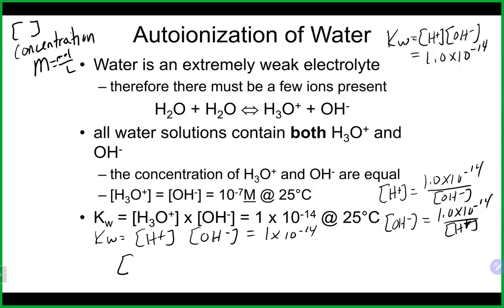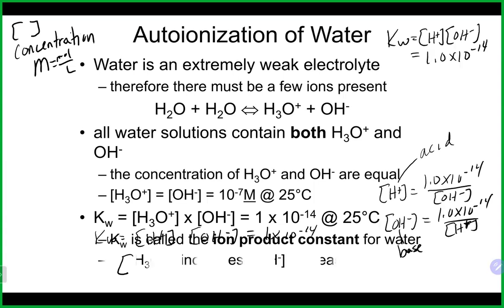Now, we could compare those concentrations. You could think of the H plus concentration as the acid part of the solution and the OH minus concentration as the base part of the solution. So you could actually compare the two, and whichever one is larger will tell you whether or not the solution will be acidic, basic, or even neutral if they're actually equal to each other. So let's talk a little bit about that.